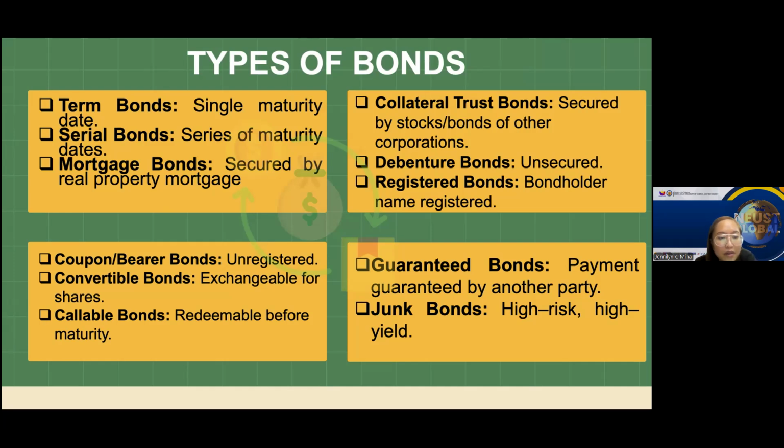Guaranteed bonds, another party guarantees payment if the issuer fails to pay. Example, a parent company guarantees the bonds of its subsidiary company. Junk bond, it is a high risk but high reward bond issued by a financially weak company. Startups with unstable finances might offer junk bonds with a higher interest rate. I hope you understand the different types of bonds.